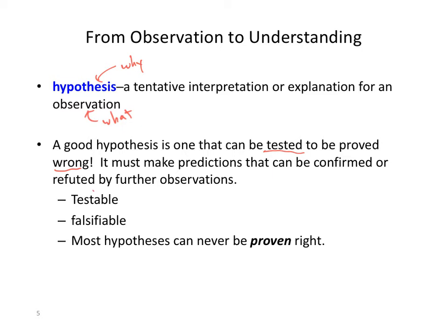So we have to be able to test it, and for a good hypothesis, we should be able to falsify it. And something that we'll talk about in the rest of this video may also be sort of counterintuitive, and that's that hypotheses and laws and theories, when we talk about those, can almost never be proven to be right. And we'll talk about some examples of that.